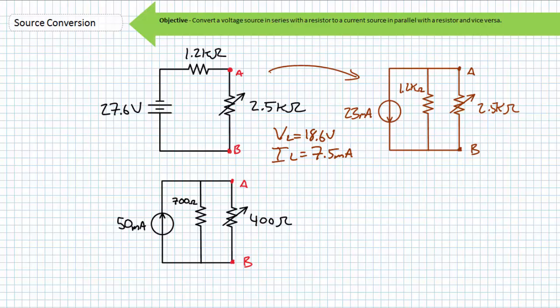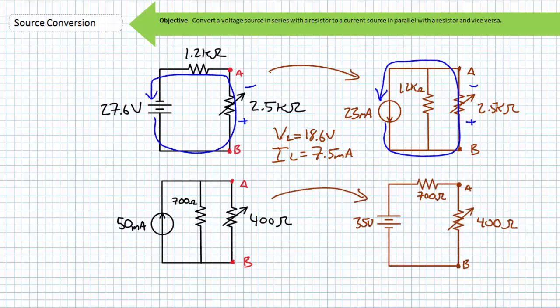Notice the polarity of the current source is oriented such that the directional arrow is pointed downwards in accordance to the positive terminal of the original 27.6 volt voltage source. Voltage, current, power, and even polarity delivered to the 2.5 kilo ohm load resistor is exactly the same, and the load resistor is oblivious to the fact a different source configuration is being used.